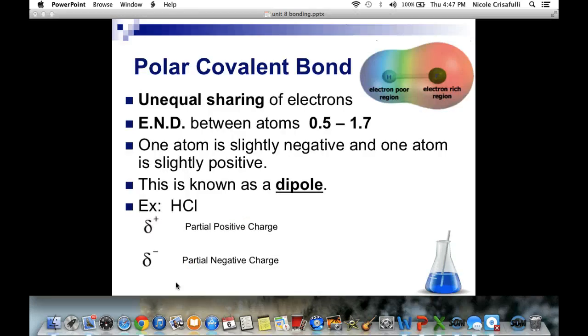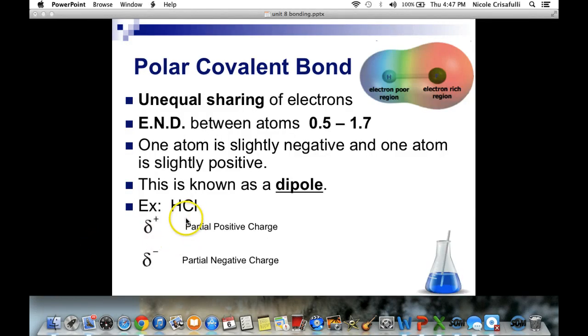A polar covalent bond is when you have an unequal sharing of electrons. So this is when you have an electronegativity difference between atoms that is 0.5 and 1.7. What this means is that one atom is slightly more negative and one atom is slightly more positive. And this is what we call a dipole.